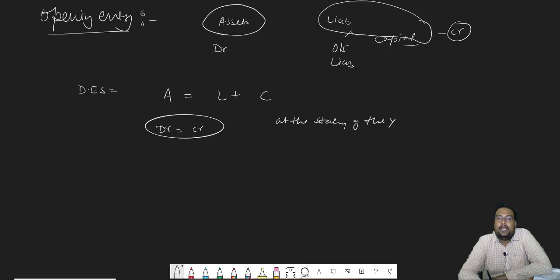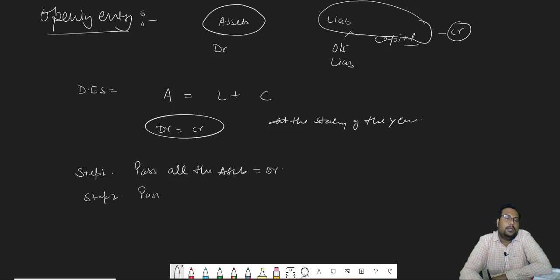It is very clear. At the starting of the year, as per your choice, whatever year you are following, on that particular first date, whatever entry we pass is known as the opening entry. So we have to simply follow 3 steps. Step number 1, pass all the assets on the debit side. Step number 2, pass all the liability holders on the credit side.